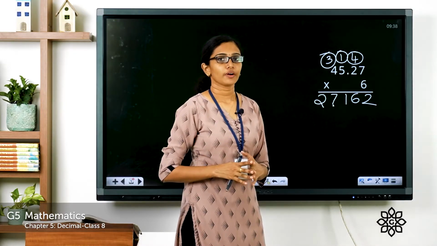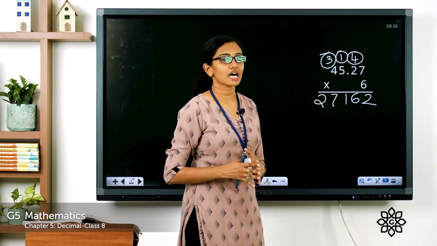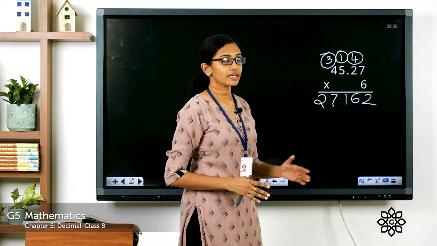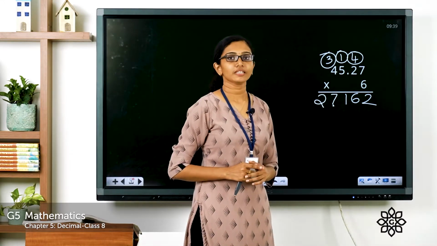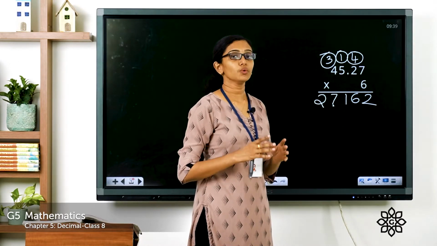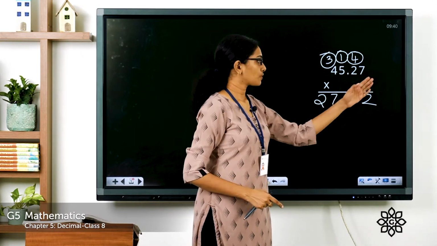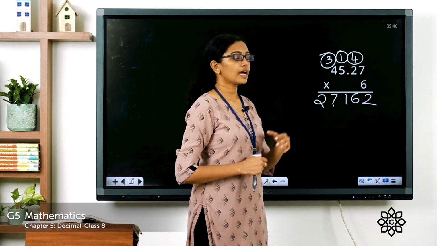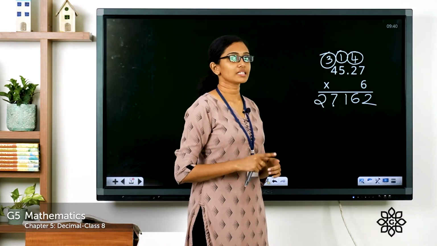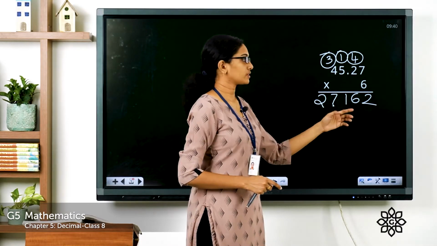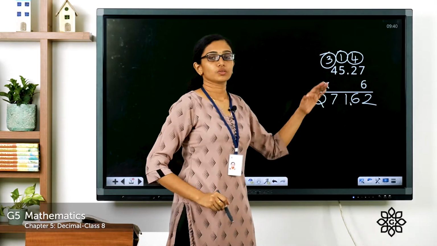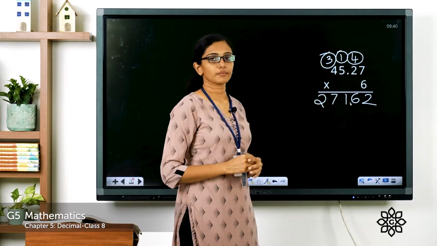Now let's put the decimal point. Before that, let's see how many digits are there after the decimal point in the given decimal number. Which is the decimal number here? 45.27. How many digits are there after the decimal point here? 1, 2. So we have to count 2 places from the right to the left in the answer and then put the decimal point. So here there are 2 decimal places. So let's count 2 places from right to left, that is 1, 2. Then put the decimal point there. So this is the answer, this is the product of this multiplication.